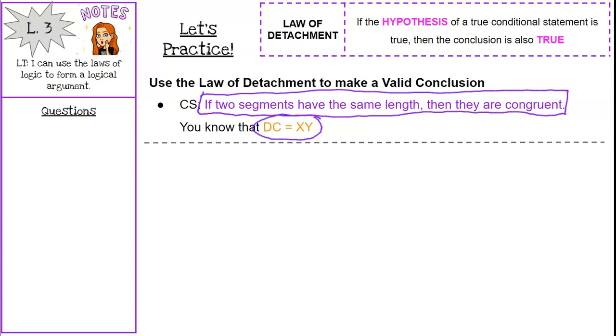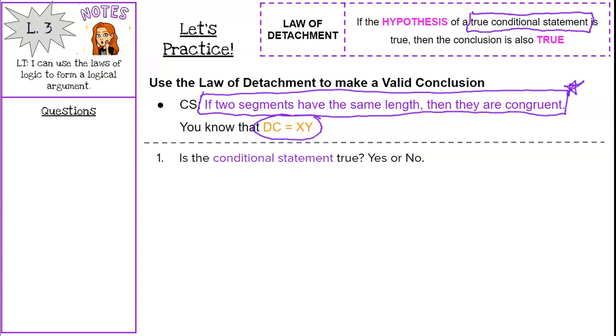So you know that DC equals XY. What we first need to do is know, is the conditional statement true? Because in the law of detachment, we have to have a true conditional statement. That conditional statement is your if-then statement. So if two segments have the same length, then they are congruent. Yes, that is true by the definition of congruent. Congruent means that they have the same measure.